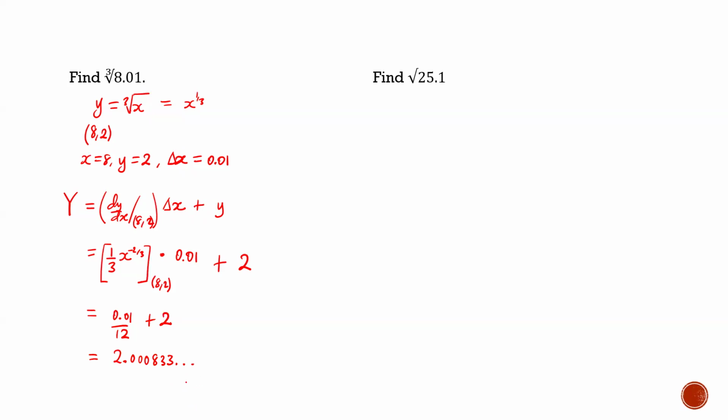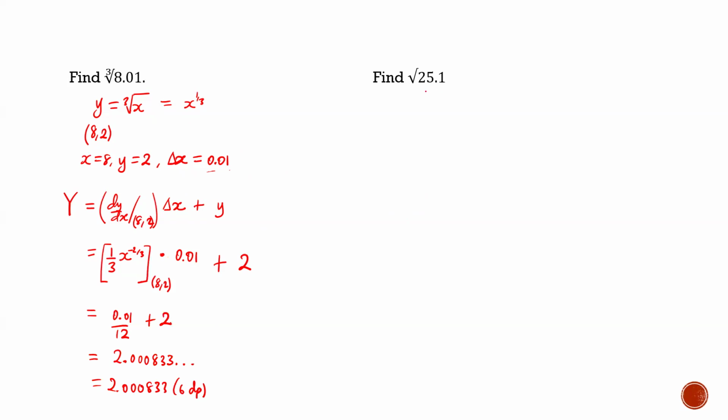Now, if you actually used your calculator to calculate the cube root of 8.01, you would get these first 6 decimal places correct. So you can see how good our estimation is because of how small our delta x is. And so of course you could conclude that it's 2.000833 to 6 decimal places. So that's how we estimate the cube root of 8.01.